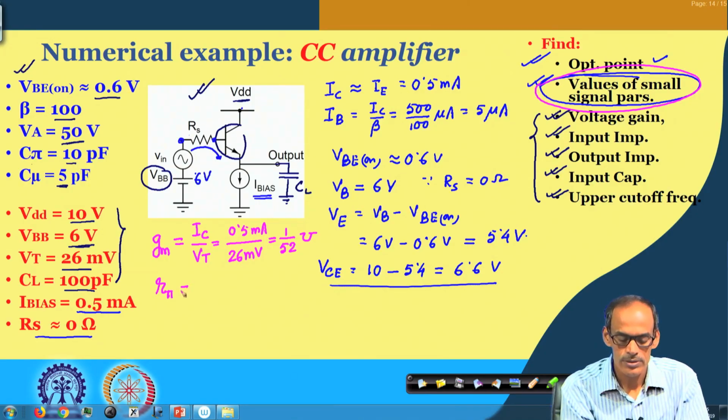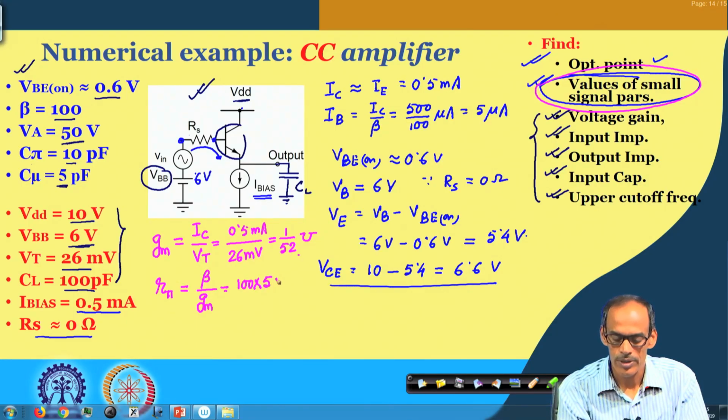And then r pi, the base to emitter impedance r pi. You may recall that this is beta divided by gm. So, it becomes 100, beta, multiplied by 1 by gm, which is 52 ohms. So, this multiplied by 52 ohms gives us the value of 5.2 kilo ohms.